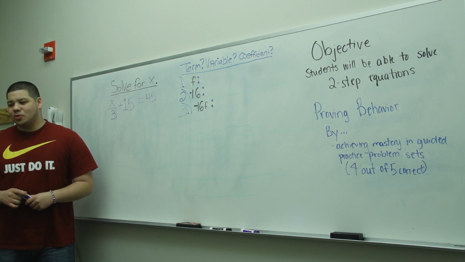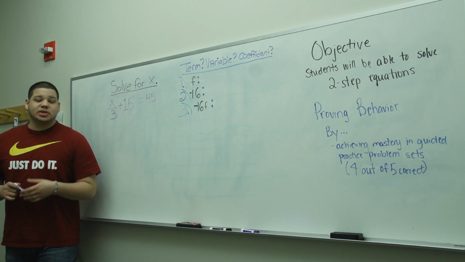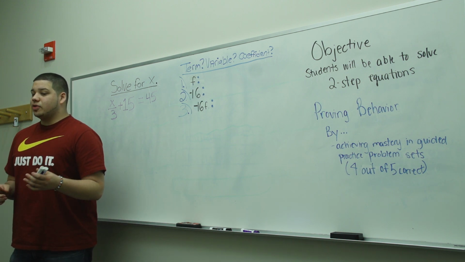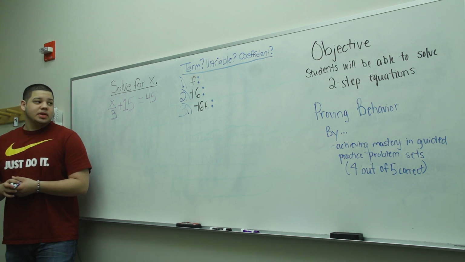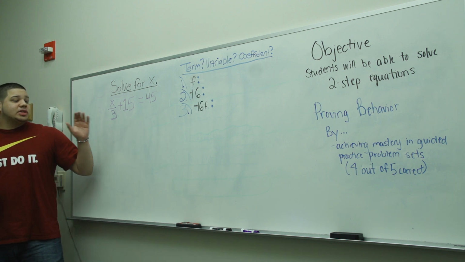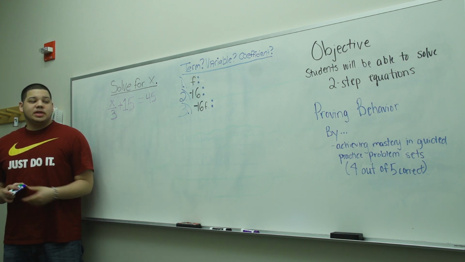Alright class, so we just had a do now where we went over what variables, terms, and coefficients are. And this is all review. You should have this down on your word wall at the beginning of your binder. So now we're going to get straight into it. We're going to be solving two-step equations today, as my team teacher earlier noted in the objective and the do now.